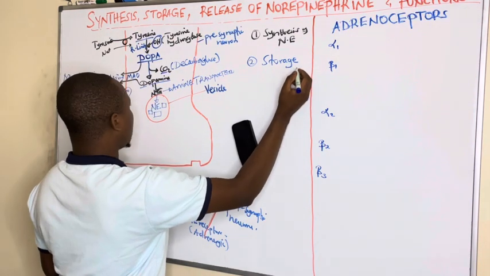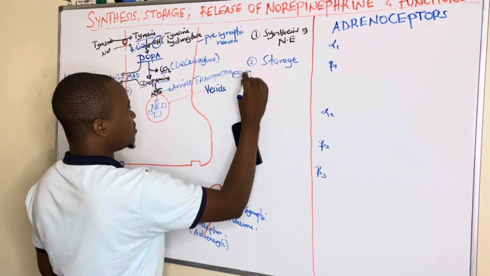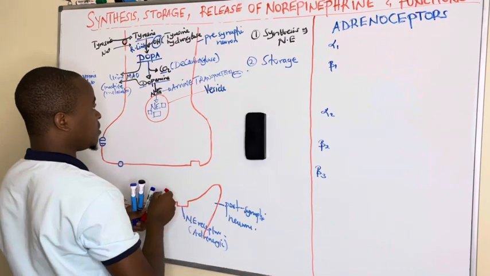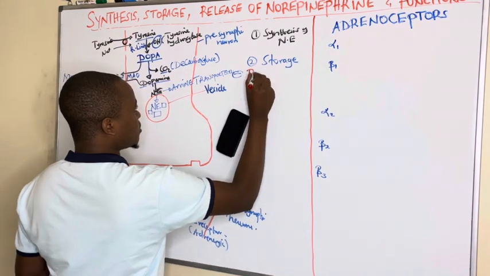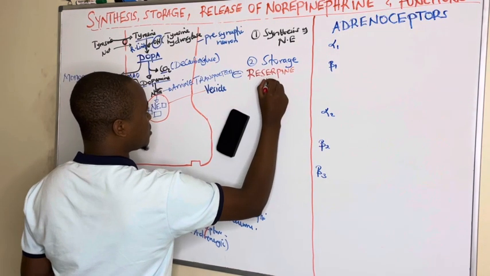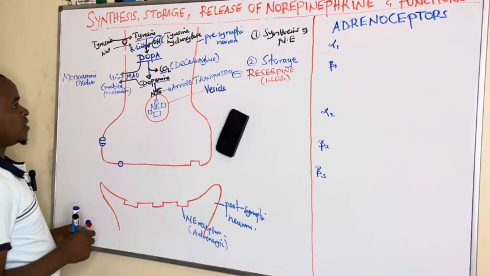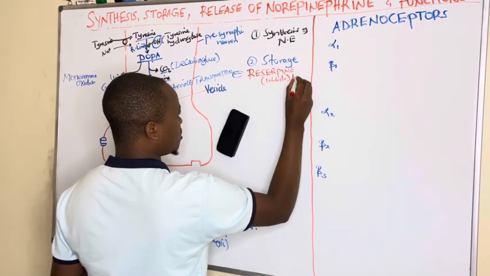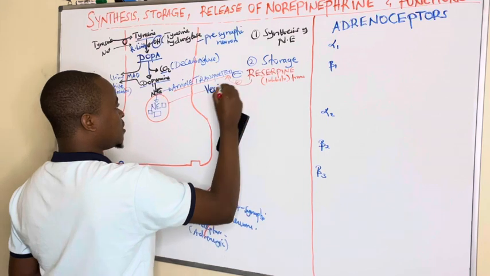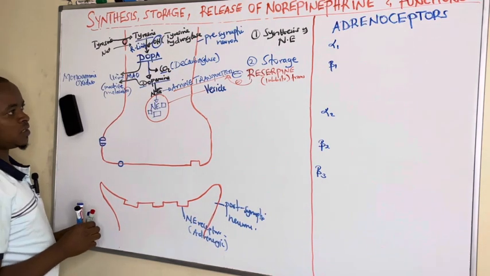And these transporters can be inhibited by reserpine. Reserpine is a drug which inhibits transportation by inhibiting amine transporters, so that the norepinephrine formed cannot enter into the vesicle for storage.